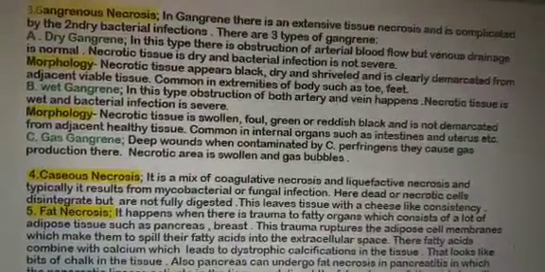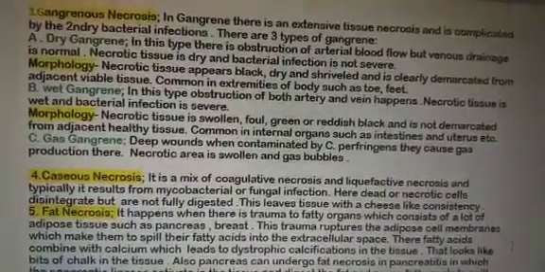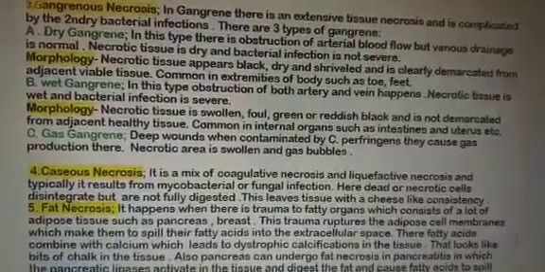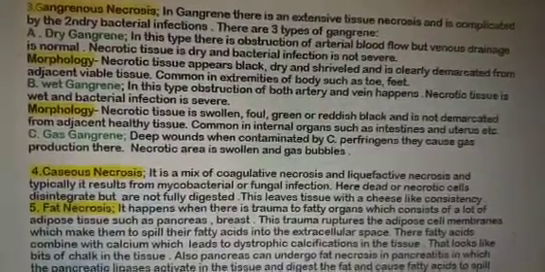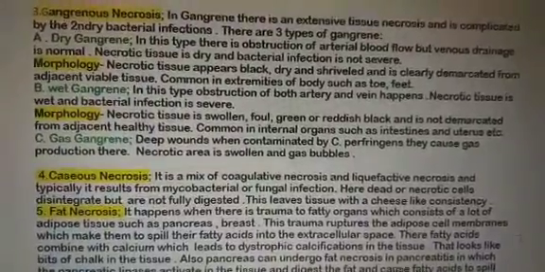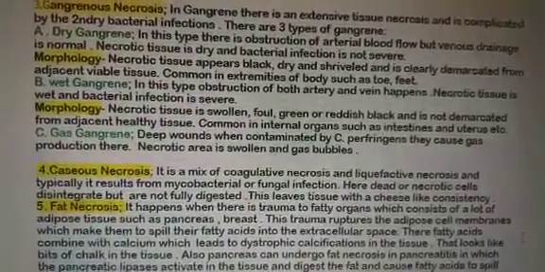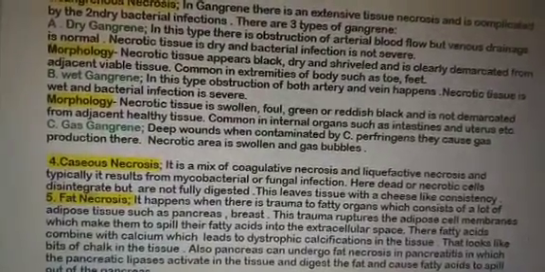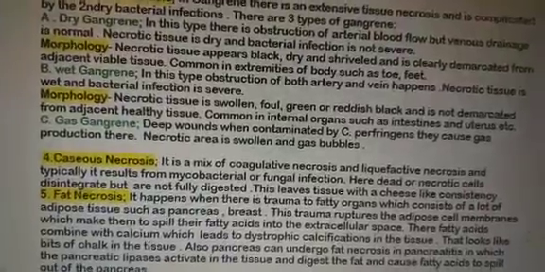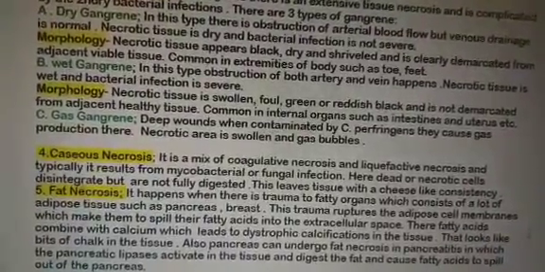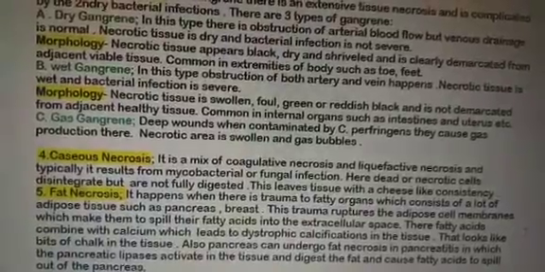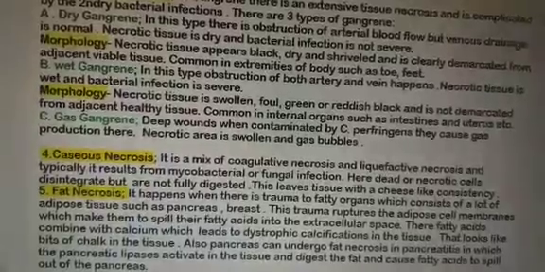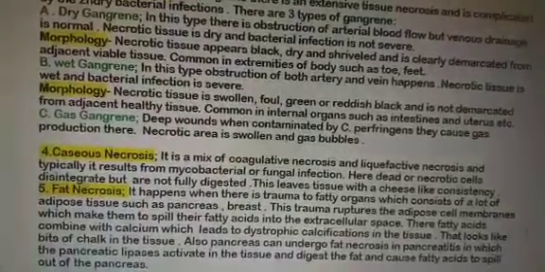So in dry gangrene, what happens? There is arterial blood flow obstruction, whatever the reason, and there are many reasons, while venous drainage is not impaired. As a result, the tissue is dry. Also, the superimposed bacterial infection is not very severe. The morphology is that the necrotic tissue appears black and dry, and is clearly demarcated from the neighboring normal tissue, so we can tell closely that this area is damaged. It is very common in extremities of the body such as toes and feet.